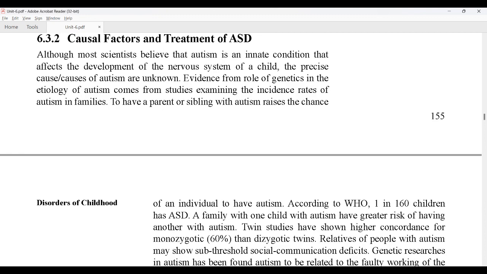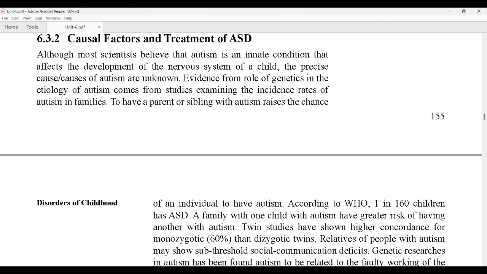6.3.2 Causal factors and treatment of ASD. Although most scientists believe that autism is an innate condition that affects the development of the nervous system of a child, the precise causes of autism are unknown. Evidence for the role of genetics in the etiology of autism comes from studies examining the incidence rates of autism in families. To have a parent or sibling with autism raises the chance of an individual to have autism.